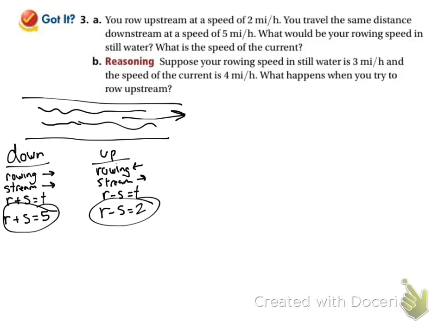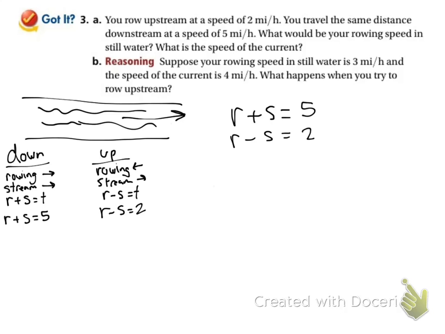You can use substitution, right? All of our variables in this case have a coefficient of 1, so they're pretty easy to solve for. But I think elimination is going to be our best choice, so I'm going to go with that. So R plus S equals 5, and R minus S equals 2.